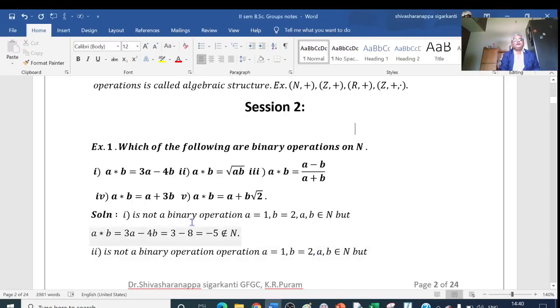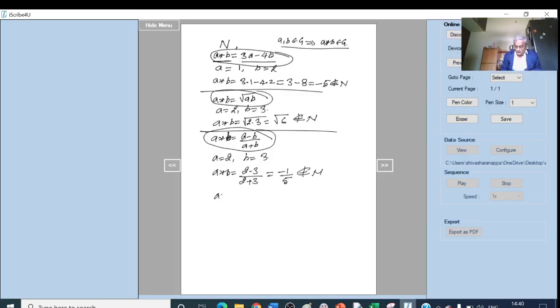What about the fourth one? A star B equal to A plus 3B. See here, A is a natural number, B is also a natural number. Then what about 3 into B? Is it again a natural number? Yes, definitely. So A is a natural number, 3B is a natural number, therefore A plus 3B is definitely a natural number. Therefore, this belongs to N. So in this case, this is a binary operation.